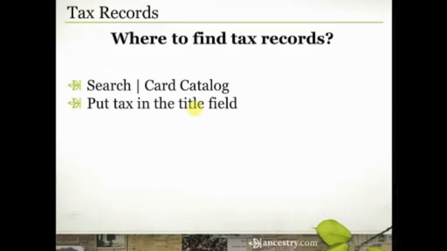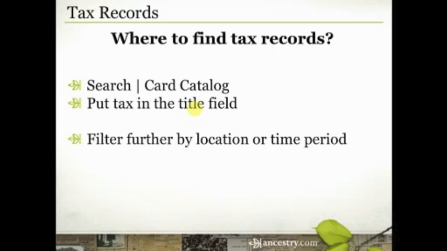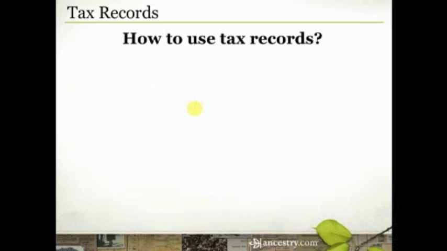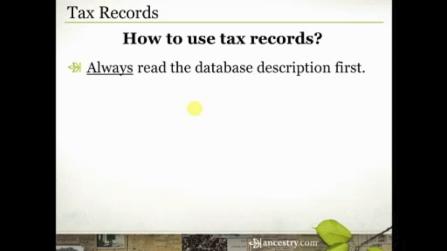So you're going to go to search in the card catalog. You're going to put tax in the title field and click search. That will show you which tax records exist, and then you can further filter those based on the location or the time period. Now, let's talk a little bit about how to use these tax records, because this is kind of the meat of the thing, right?